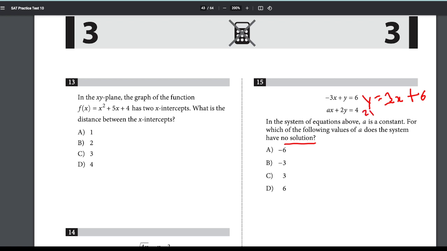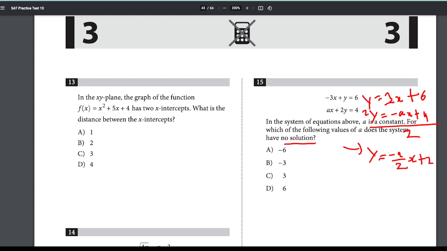Well, here we have 2y equals negative ax plus 4. So the difference in our y-intercepts is, here we have a y-intercept of 6, and here we're going to have a y-intercept of whatever. We're going to have to divide this equation by 2, so I think it's going to be a positive 2. So let's go ahead and do that. Here we're going to get y equals negative a over 2 x plus 2.